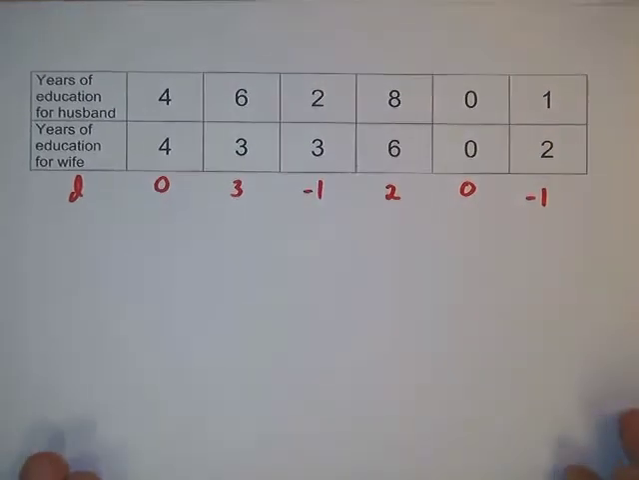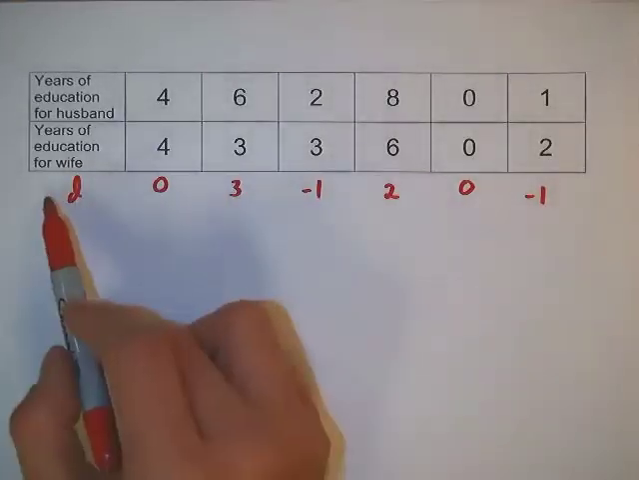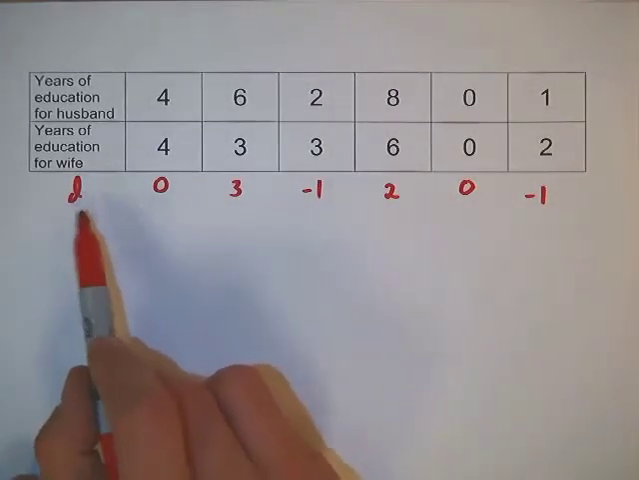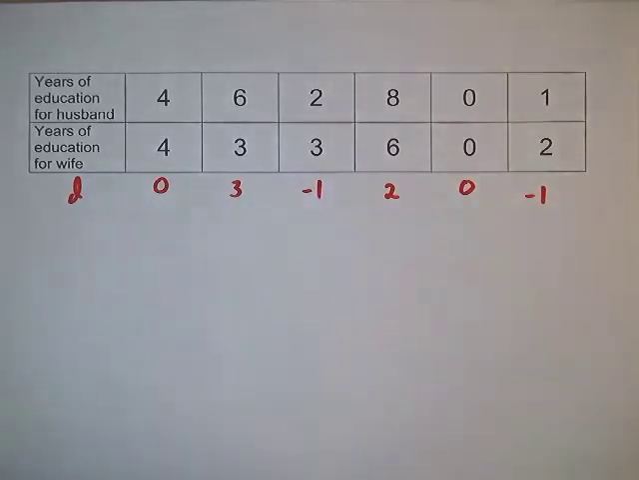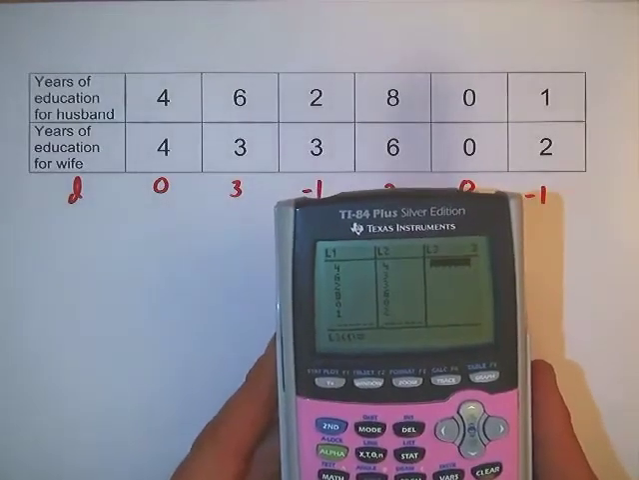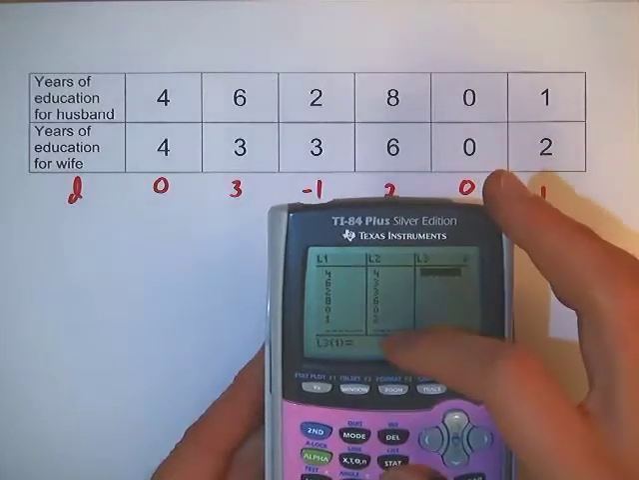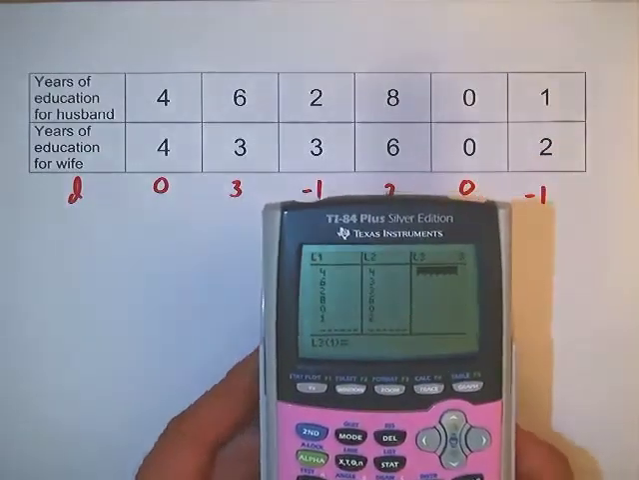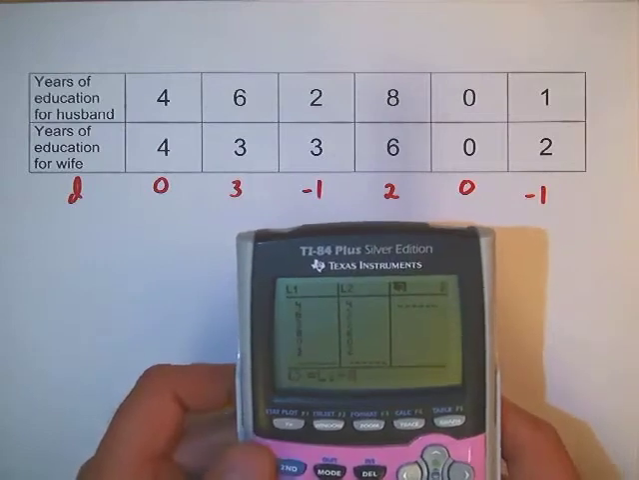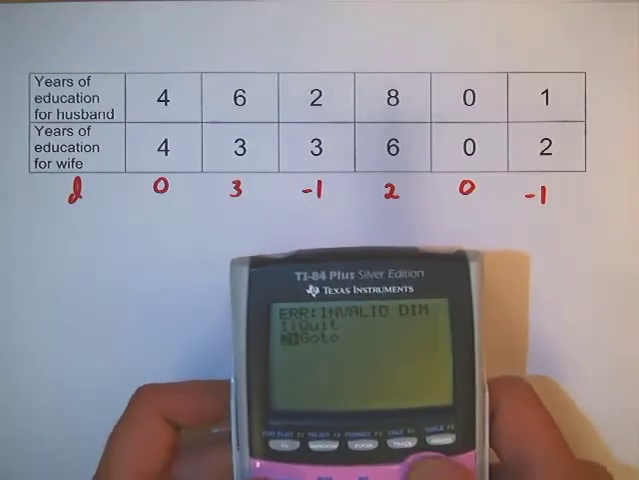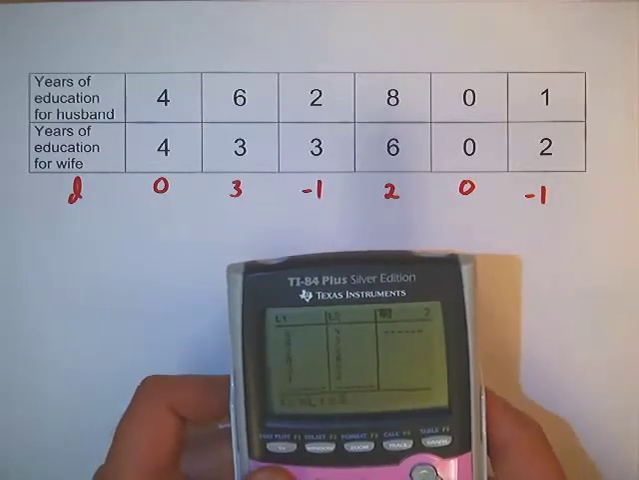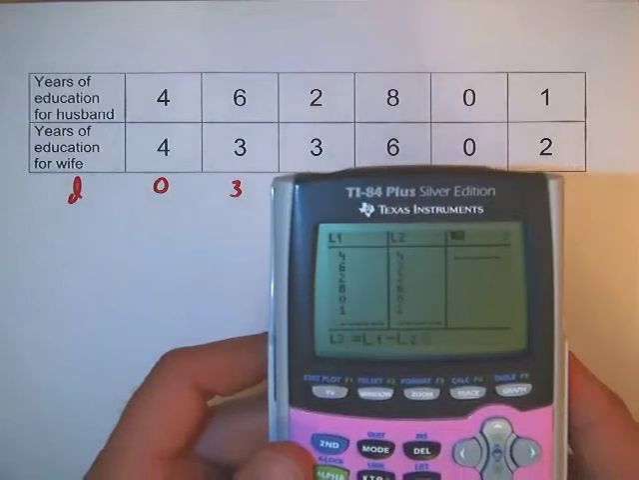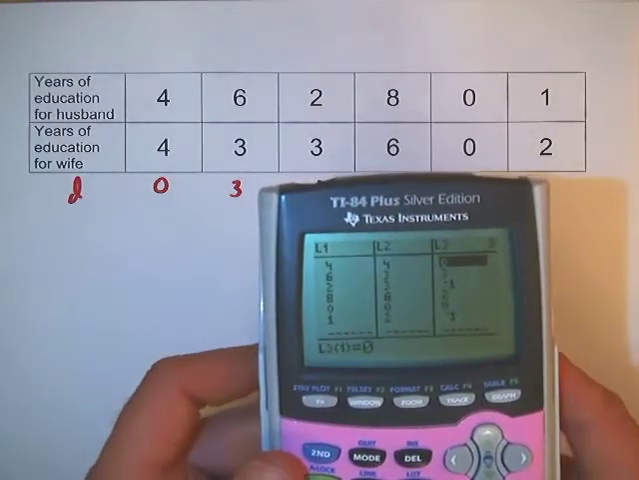Then I have a new list of data and I can just do a one sample hypothesis test using my differences. In this case I'd want to do a t-test. Just to see that on the calculator, what I did in advance was plug in the values for husbands and wives in my two lists here, L1 and L2. And in L3 now I can just subtract my two lists, L1 minus L2, and hitting enter, those give me my differences.